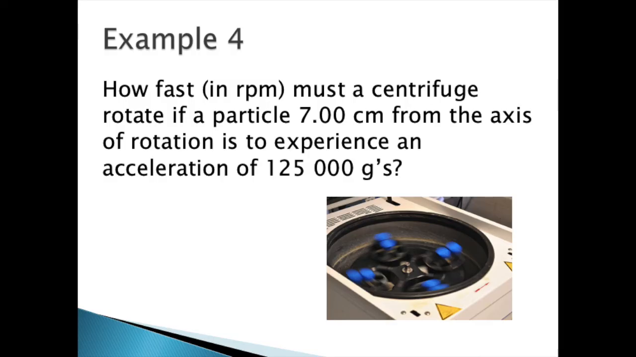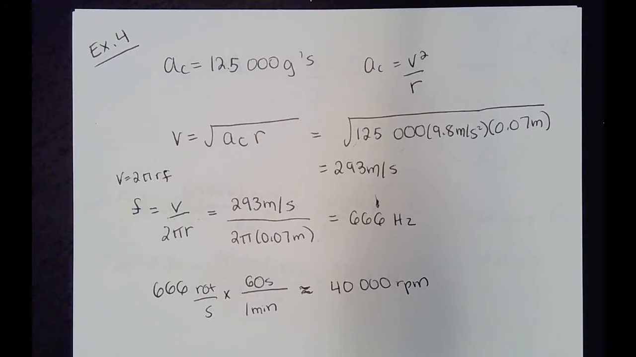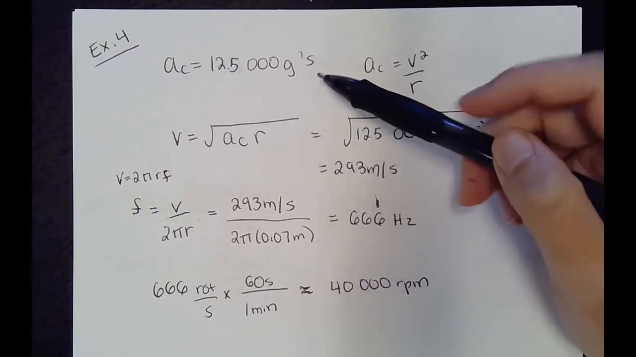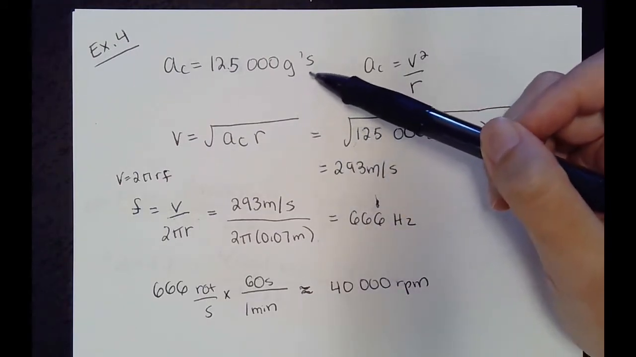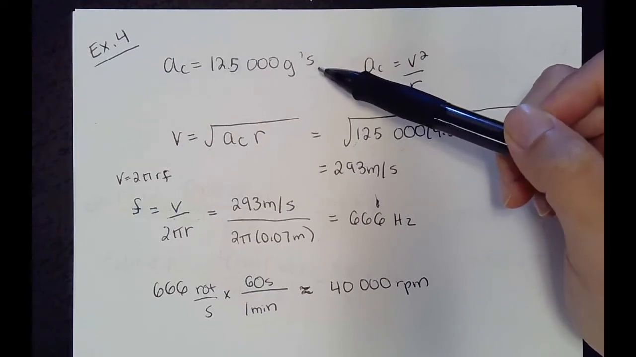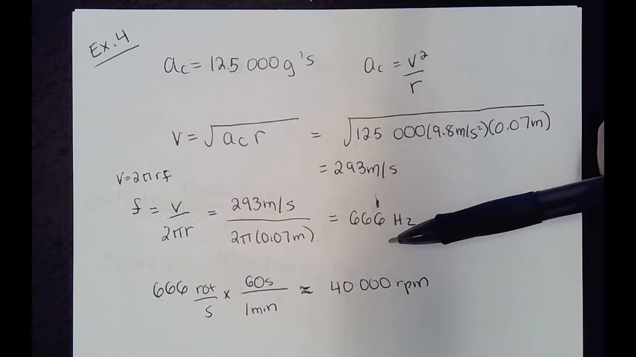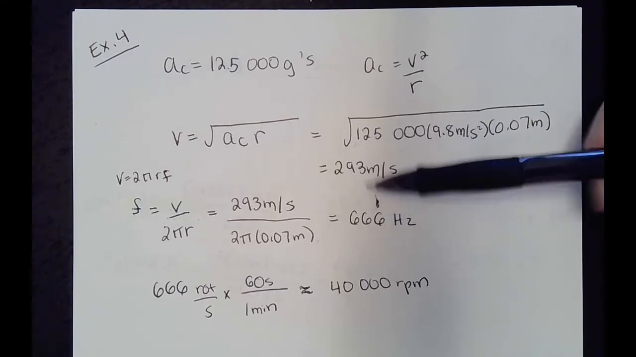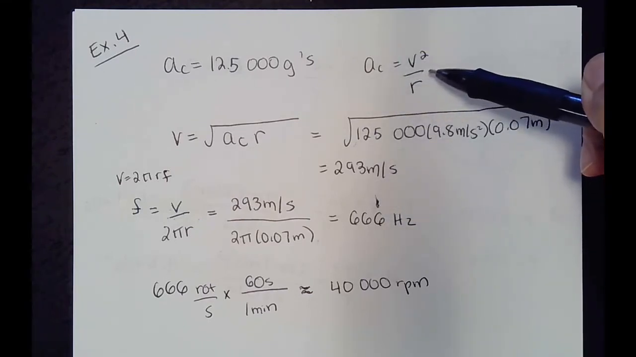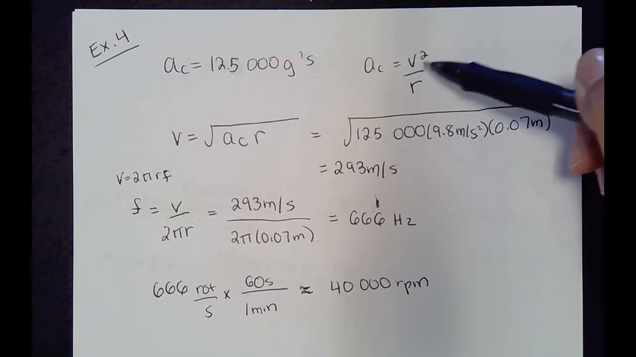Example 4. How fast in RPM must a centrifuge rotate if a particle 7 centimeters from the axis of rotation is to experience an acceleration of 125,000 g's? Okay, so we have this very high centripetal acceleration of 125,000 g's. Eventually we want to find the frequency because we're asked how fast in RPM, which is a unit of frequency. So let's start by using the centripetal acceleration to find the speed.